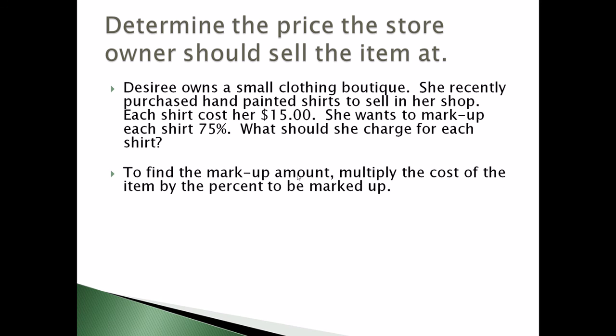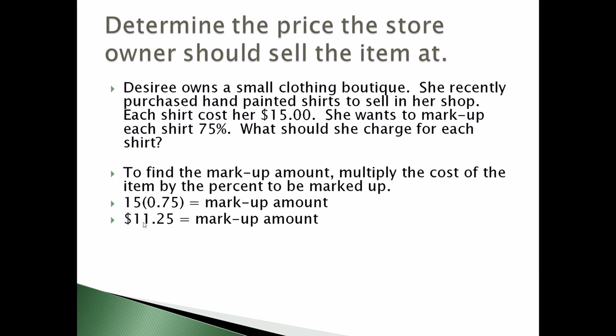To find the markup amount, we're going to multiply the cost of the item by the percent to be marked up, because it's of, times. 15 times 0.75. That's going to be the markup amount. So when I tell you the markup amount is $11.25, do not sell that shirt for $11.25. She paid 15 bucks for it. If you sell it for $11.25, that's a problem. Now she's losing money. She's paying you to buy the shirt. So that's the markup amount.